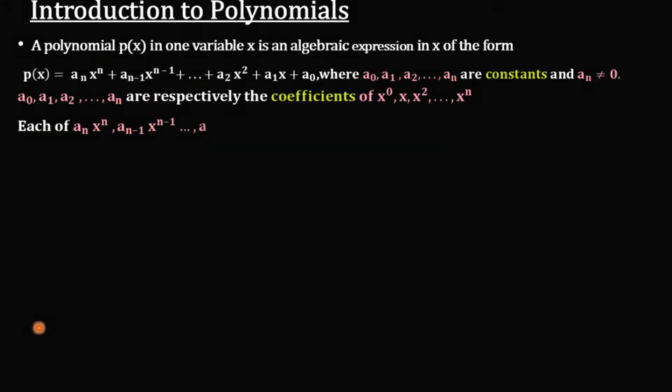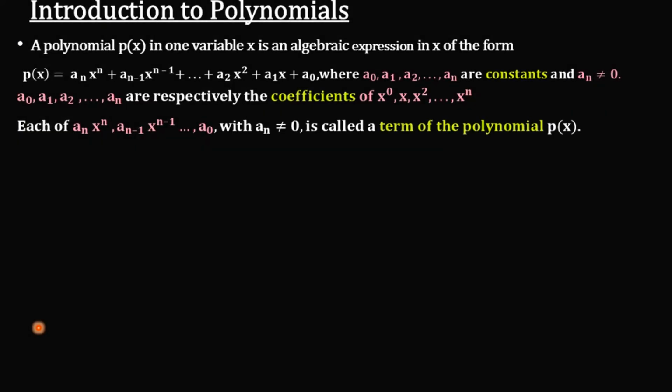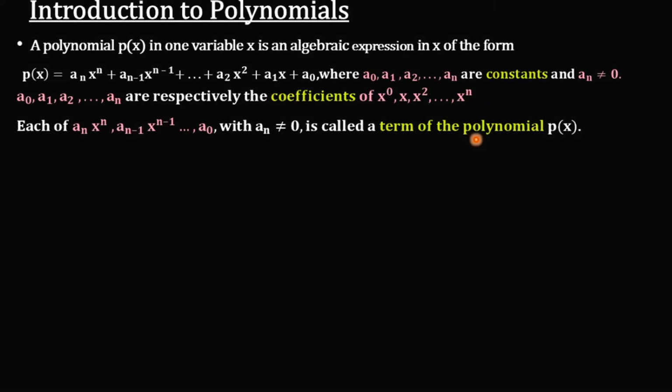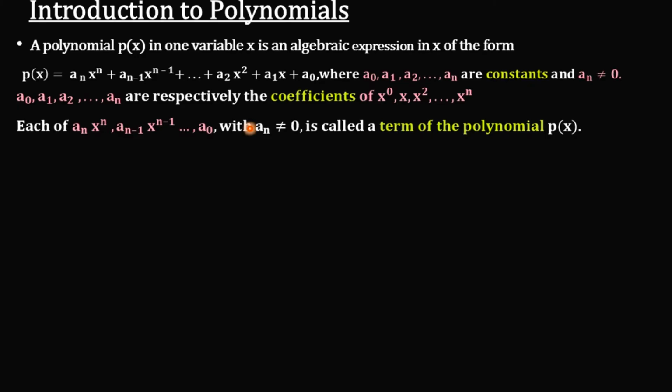Each of a_n x raised to n, a_(n-1) x raised to n minus 1, etc. a_0, with a_n not equal to 0, is called a term of the polynomial p of x. Okay, that is, these are called terms of this polynomial.